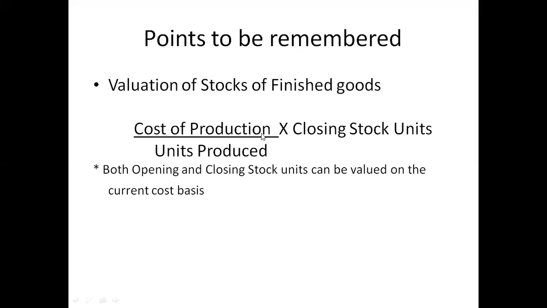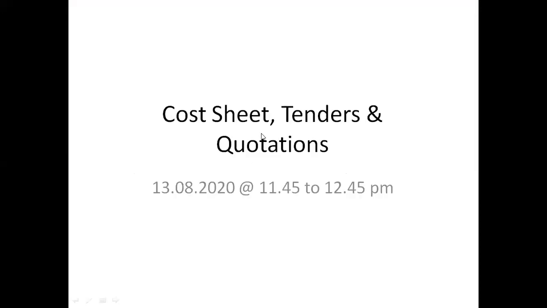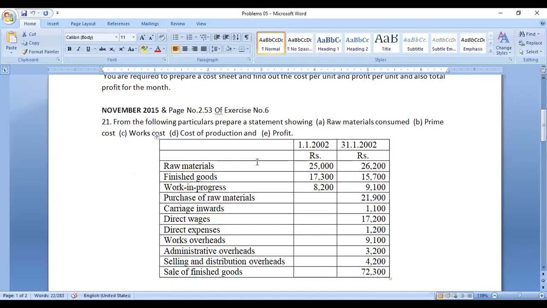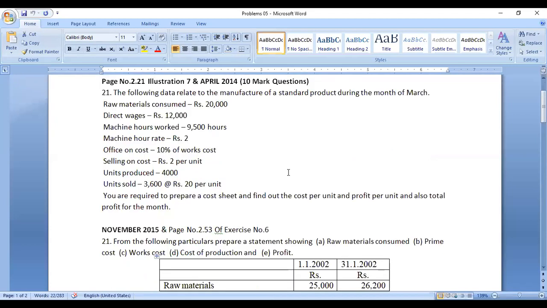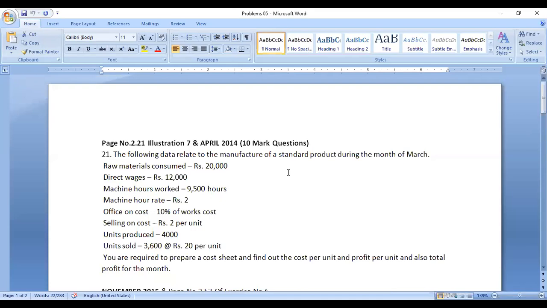So now we can move on to one problem. I will share a new file in your Word file, right? In the next slide. So this is a question from April 2014. They asked it as a 10-mark question. This is question number 21 in the question paper. If you verify April 2014, question number 21, it's a 10-mark question.